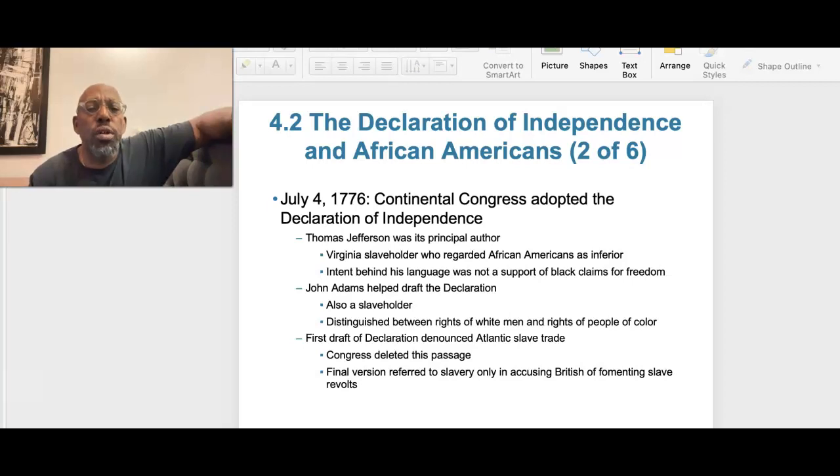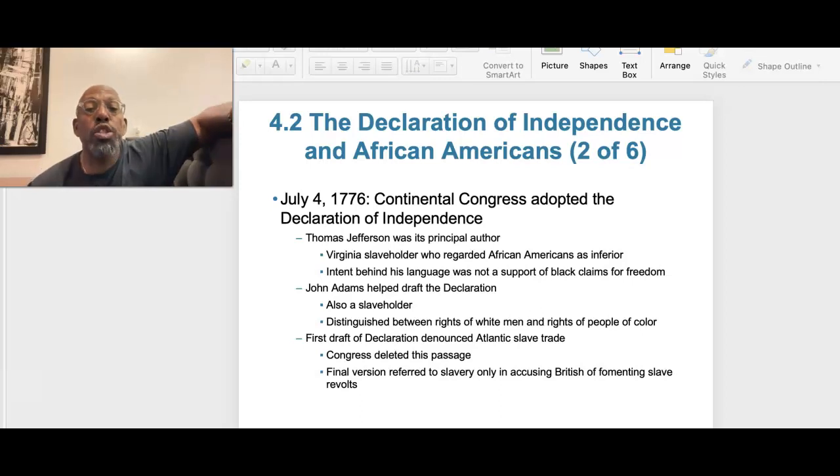Thomas Jefferson was its principal author. Jefferson, of course, was a Virginia slaveholder who regarded African Americans as inferior. You're going to learn a little bit about that also in the video you're going to watch on Liberty in the Air. All right. The intent behind his language was not to provide support for Black claims for freedom.